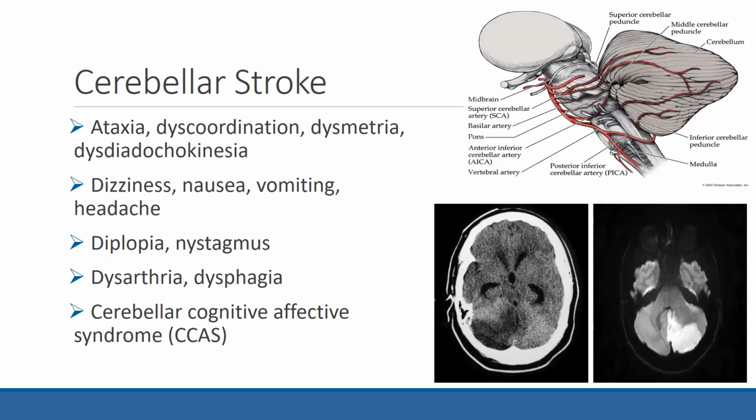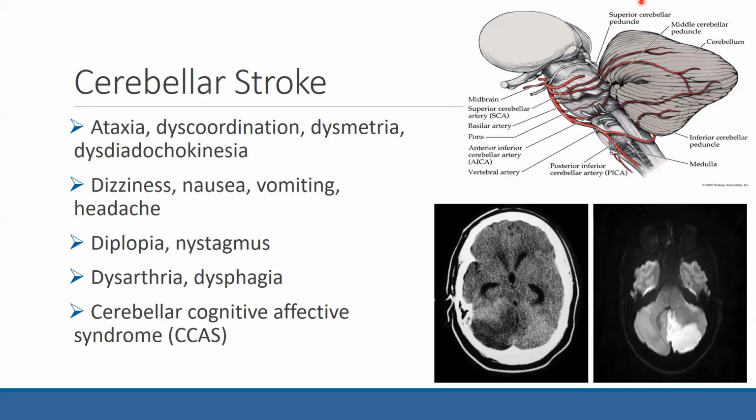And then finally, we have a cerebellar stroke. So we didn't talk about the arteries perfusing the cerebellum, but they come off of the basilar artery here in front of your brainstem, and they perfuse in a few different arteries around your cerebellum. When you have a cerebellar stroke, the main thing you're going to see is a lot of lack of coordination.